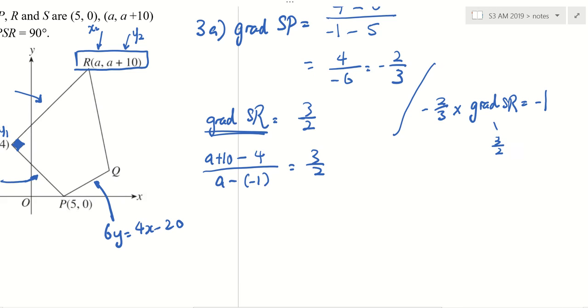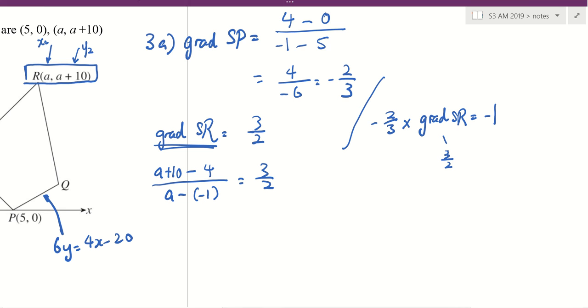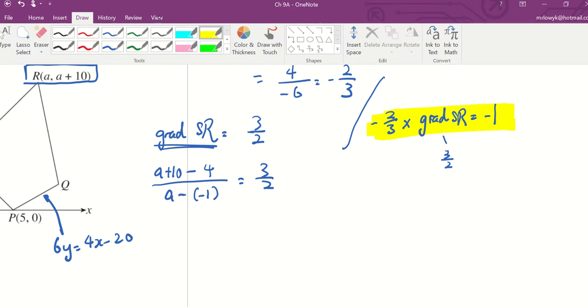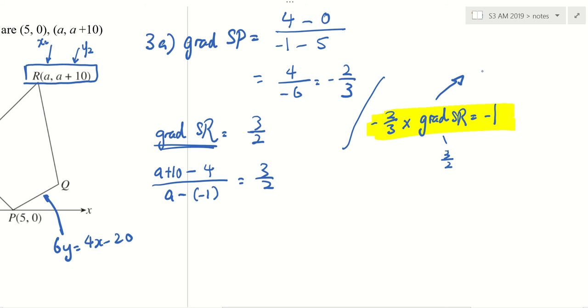Why is it 3 over 2? Because, Rachel, do you agree the highlighted one? Do you agree this? Like M1 times M2 equals to -1. Agree? Agree. Can you press a calculator now? So, wrong. -1 divided by -2/3, right? Try again. Press divide, don't press a fraction key.